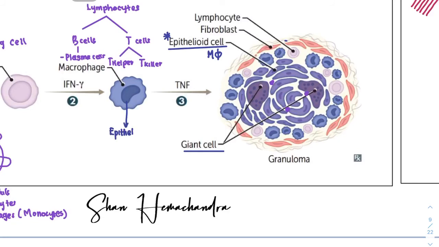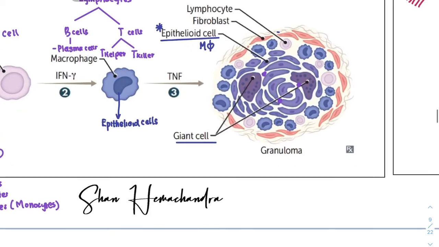It's going to form a type of cells called epithelioid cells. You can see it here. So that's basically a macrophage, but involved in granuloma formation. And these cells can kind of accumulate together to form something called a giant cell. You need to know these two types of cells.